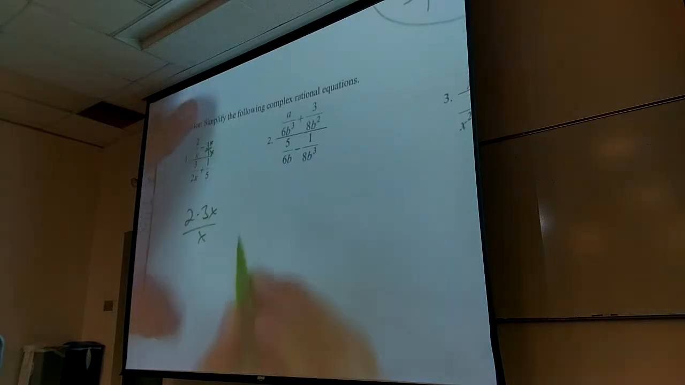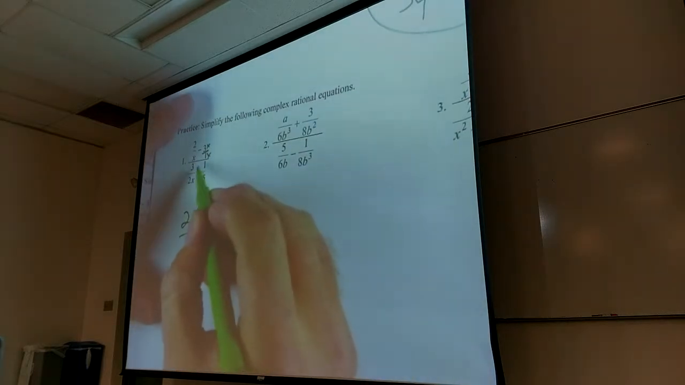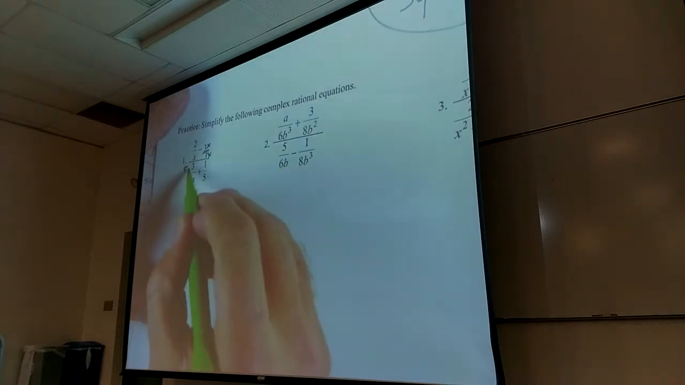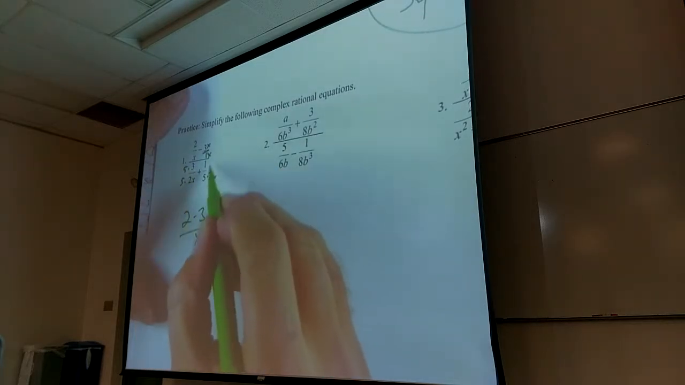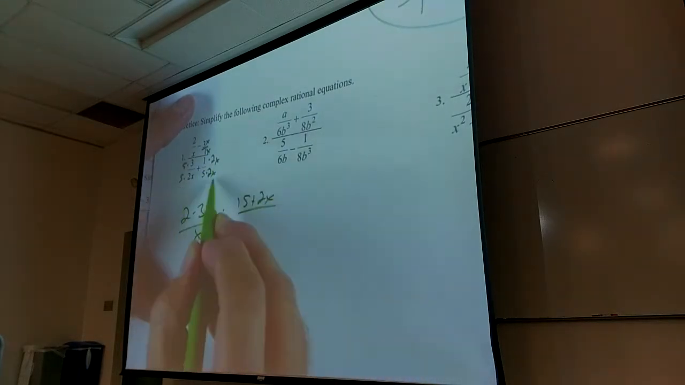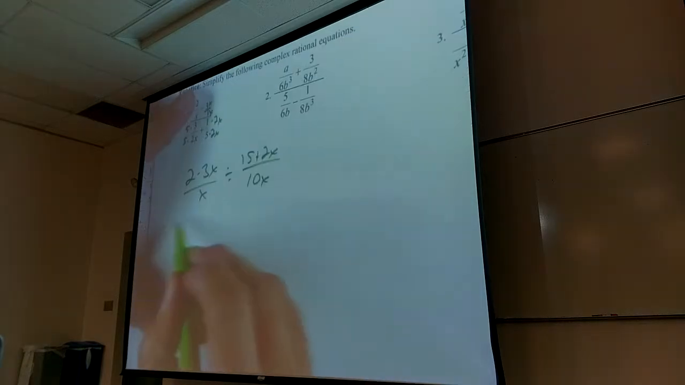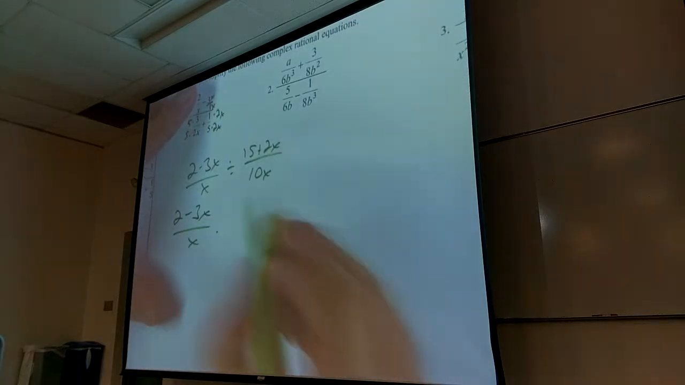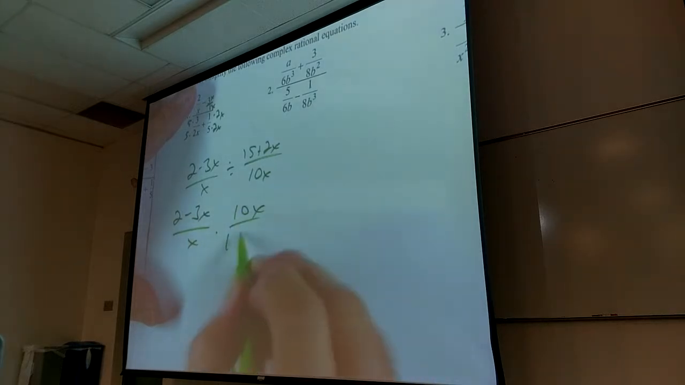Yep. And here, what does this guy need? He needs a 5. He needs 2x. So I get divided by 15 plus 2x over 10x times the reciprocal.